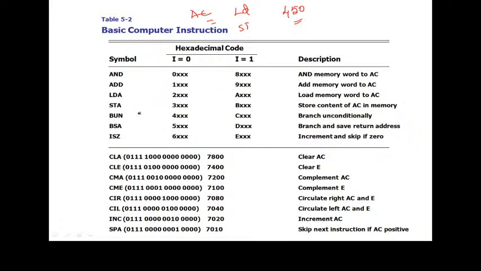BUN is branch unconditionally, which is equal to a jump statement in a high level language. BSA is branch and save the return address, which is equal to a call instruction, a call to the subroutine.